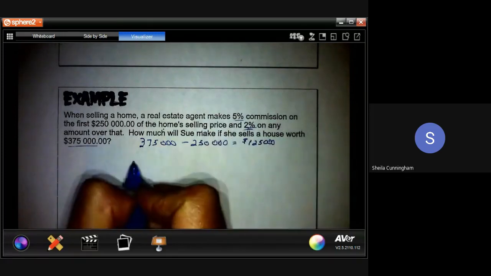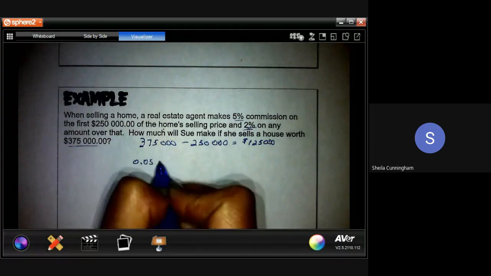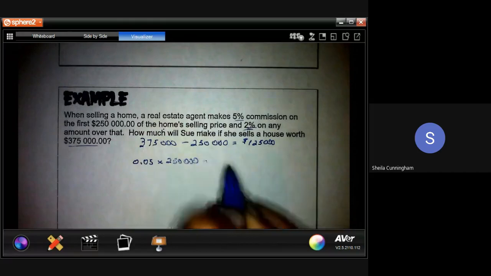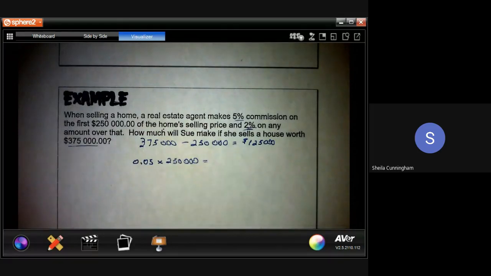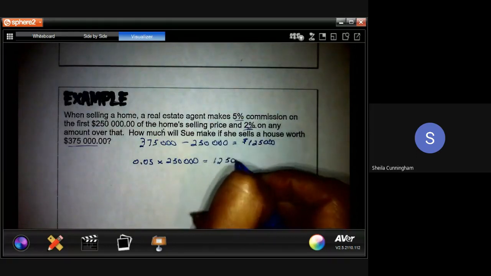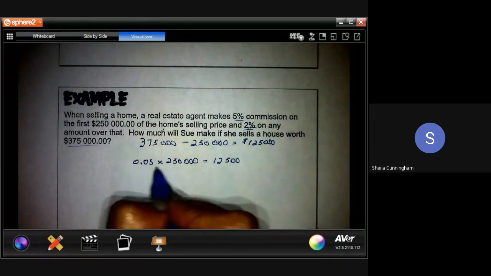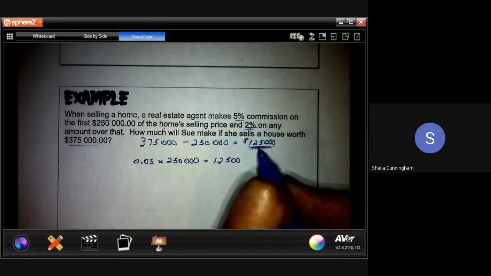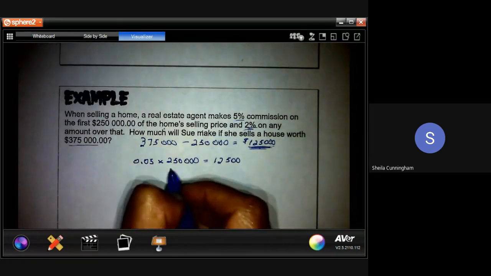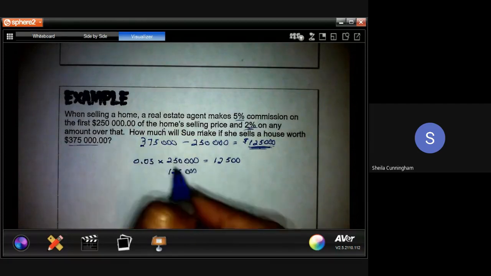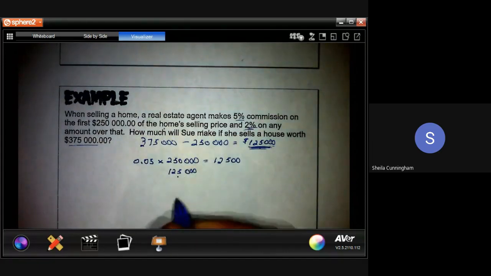So initially, she's got the 5%, which is 0.05, times the 250,000. And when we do that, we are going to get $12,500. That's the commission on the first 250,000. Now, the last over and above the 250,000 is 125,000. That's the additional. So in essence, these numbers here should add up to what the total sales were. The 250 and the 125, they're going to add up to what the total sales were.